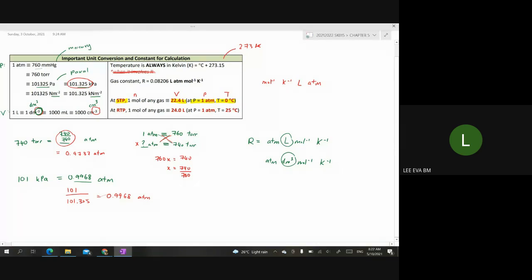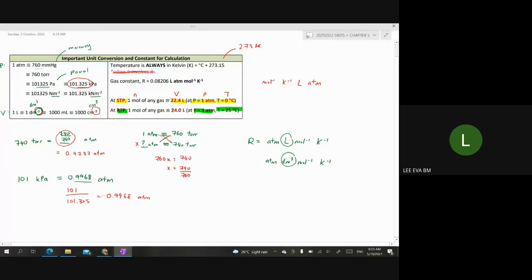Okay. Or in another one, we have our RTP. What does RTP stand for? Room temperature and pressure. Tapi biasanya dia tak bagi short form, dia tak bagi RTP. Dia akan bagi dalam ayat room temperature and pressure. So you must remember, pressure still 1 atm, but the temperature now, room temperature, we follow 25 degrees Celsius. Bukan ikut suhu Malaysia tau.